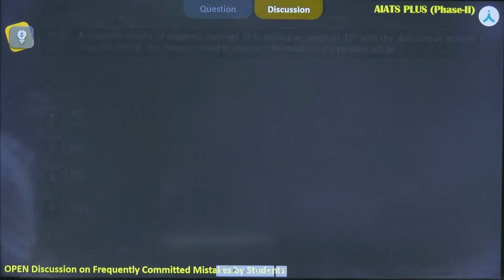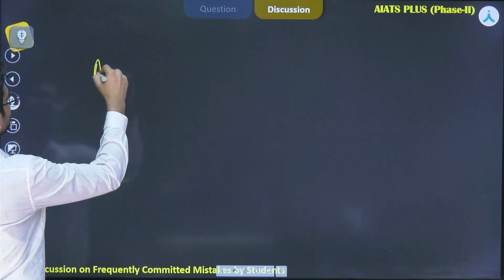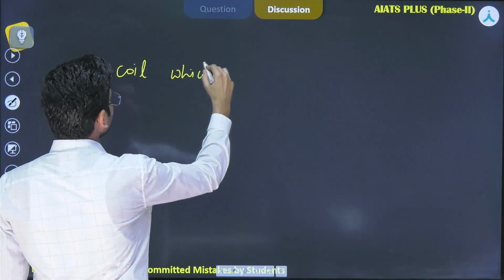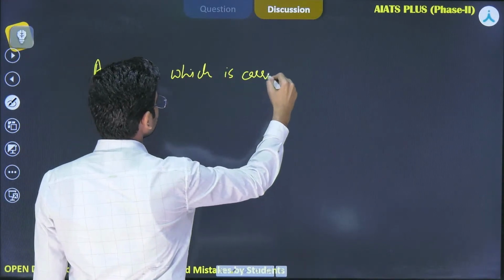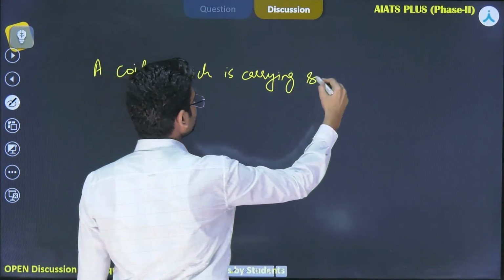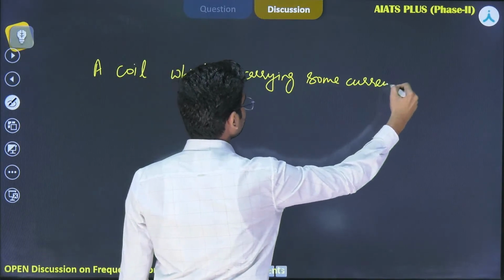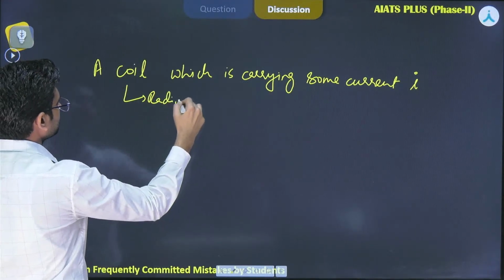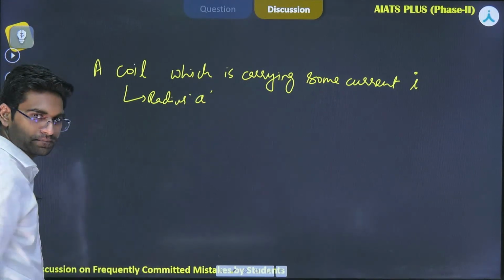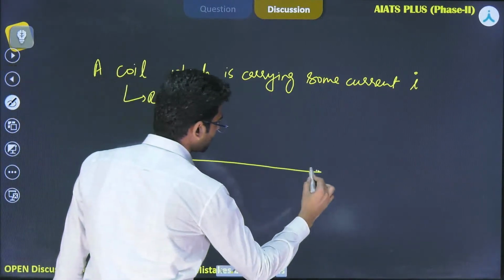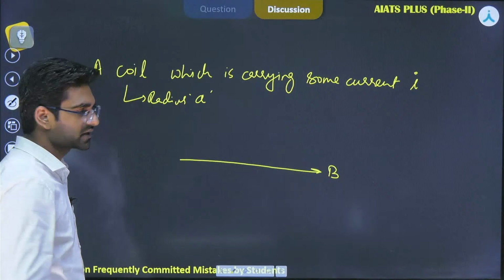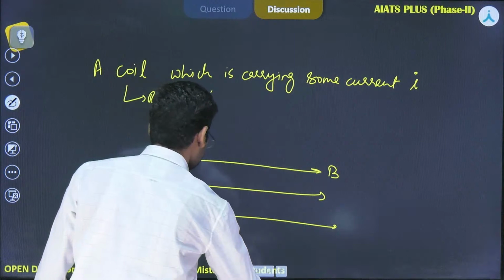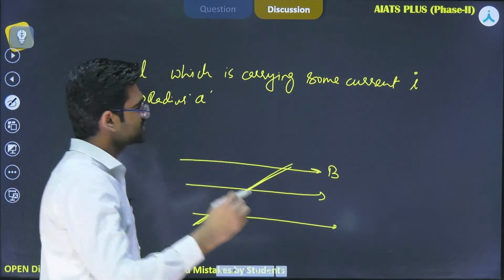In this exact question, if it is given that there is a coil, okay, which is carrying some current, let's say I, and the radius of the coil is, say, small a. Okay, now this is magnetic field B. It is like this, and a coil is placed like this. Okay, so coil is like this.